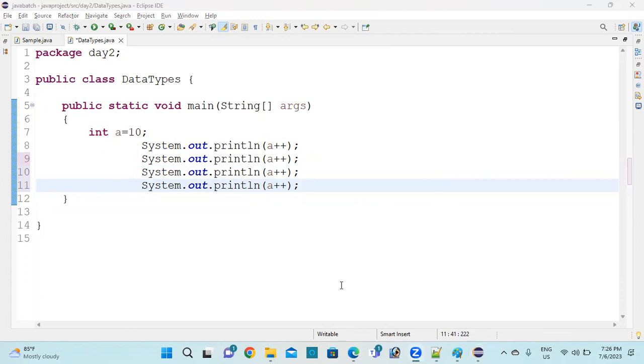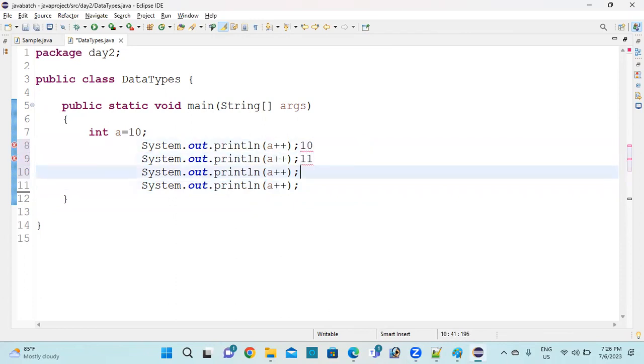Output, please. 10. Serially, what will come here? Here 10 will come. Next here 11, here 12, 13. Yes. So this is your answer.